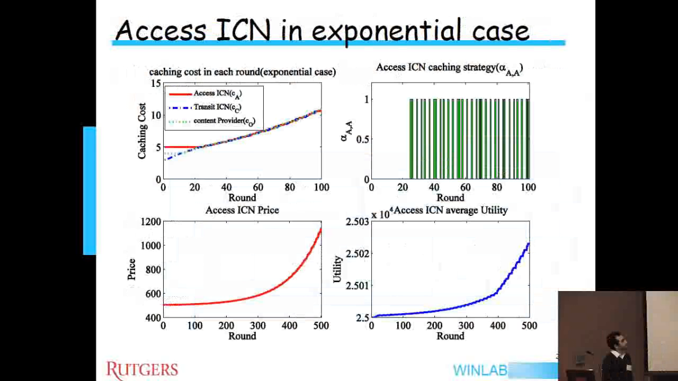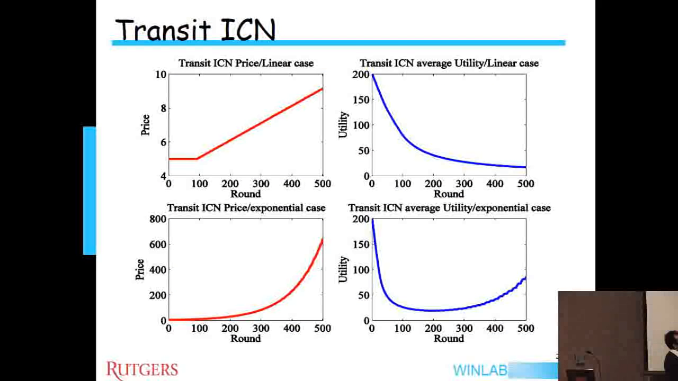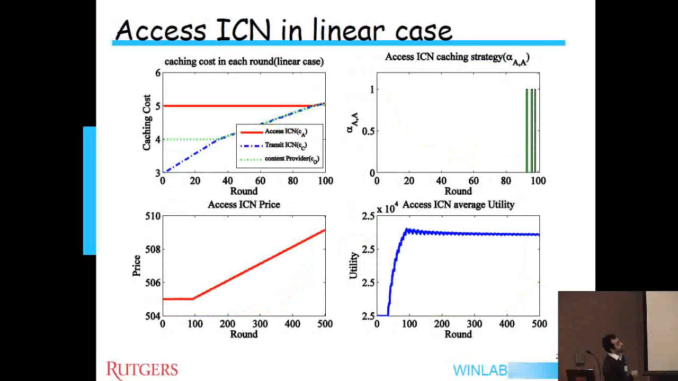And these are the results for transit ICN for the two different cases, linear and exponential. We can see that its price for the first case increased linearly, and for the second case increased exponentially. Actually, the price that transit ICN charges to users follows the caching cost of access ICN. If I go back to the caching cost, you can see that the transit ICN price PC actually follows the caching cost of access ICN, the red one. It starts from 90 something, then increases linearly.